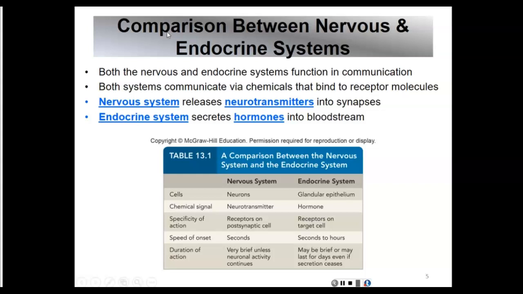If we look at this chart here, we can see the cells, the chemical, the action, but this is interesting, the speed. In the nervous system, the speed of onset is within seconds, but in the endocrine system, it can be immediate or within seconds, but it can also be within hours. Same with the duration of action. Usually in the nervous system, it's brief unless that neural activity continues. With the endocrine system, it may be brief, or it may last for days, even if that secretion ceases.